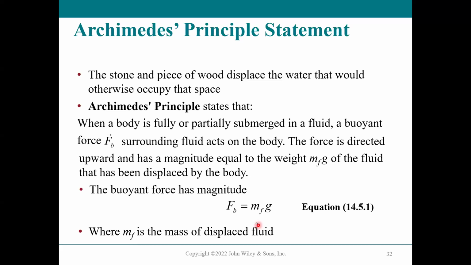Yeah, this one, the fluid that has been displaced by the body. So if we put a stone or another object here, there is a fluid that has been displaced by the object. So MF is the mass of displaced fluid. The mass of displaced fluid can be measured by rho of fluid times VF, or sometimes we use VVF, which means the volume of the object.